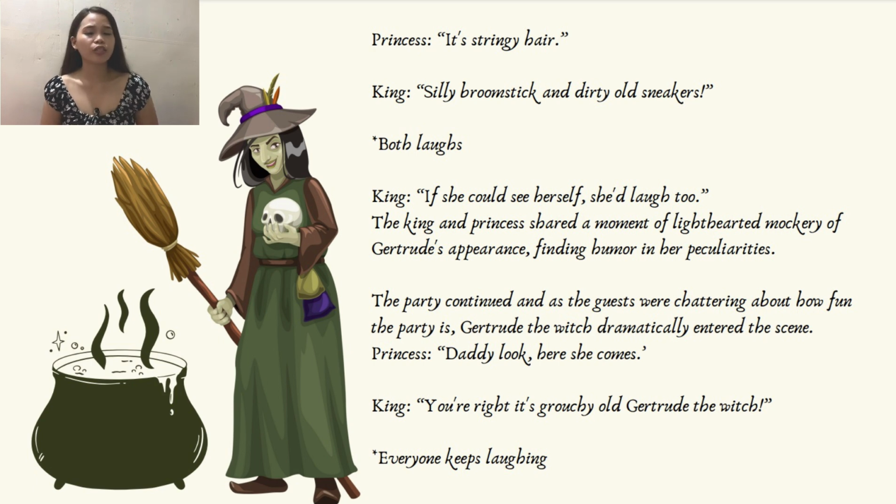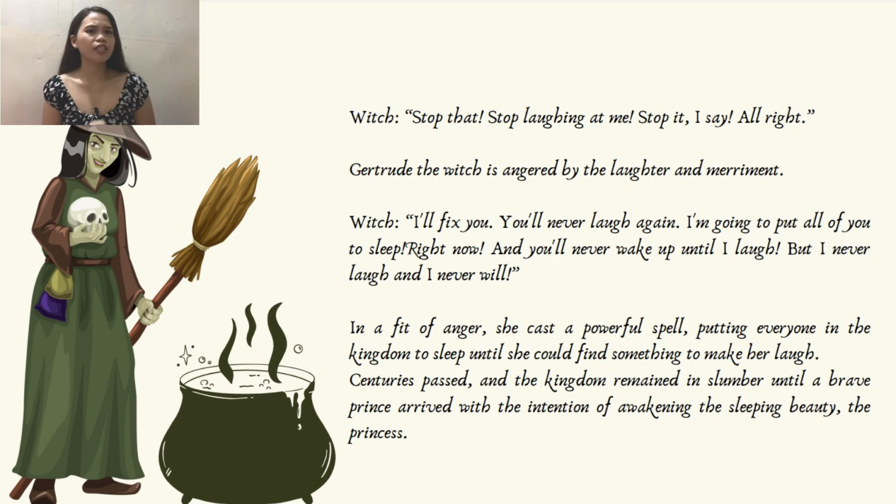The party continued, and as the guests were chattering about how fun the party is, Gertrude the witch dramatically entered the scene. The princess said, "Daddy, look, here she comes." The king also replied, "You're right, it's grouchy old Gertrude the witch." Everyone keeps laughing. The witch stepped in. "Stop that! Stop laughing at me! Stop it, I say! All right?" Gertrude the witch is angered by the laughter and merriment. The witch also said, "I'll fix you. You'll never laugh again. I'm going to put all of you to sleep right now. And you'll never wake up until I laugh. But I never laugh, and I never will." In a fit of anger, she cast a powerful spell, putting everyone in the kingdom to sleep, until she could find something to make her laugh.